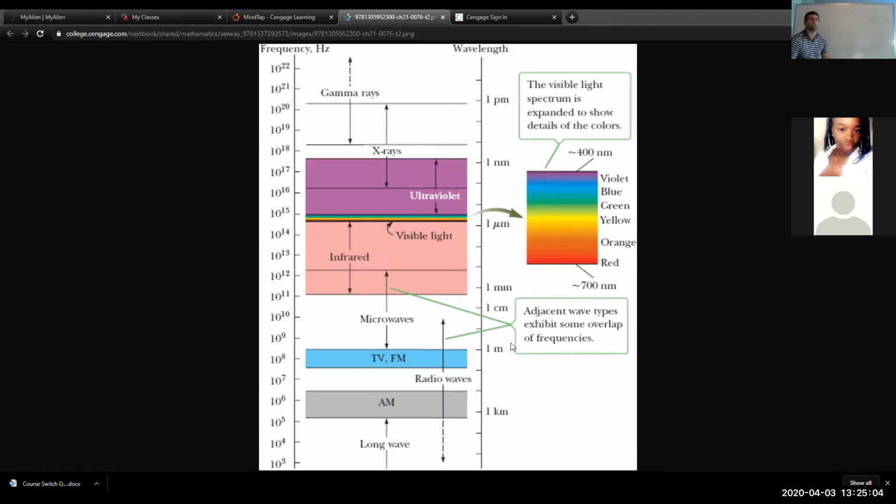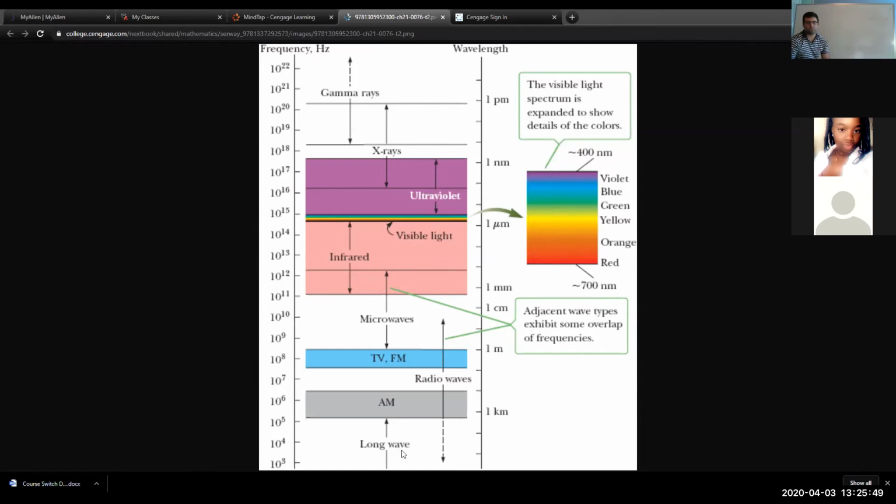So part of the thing with this c equals lambda f is that if you make the frequency bigger, you have to make the wavelength smaller, and vice versa, because when you multiply them together, you have to get the same number every time. So visible light is this tiny little spectrum right here. This is everything that you can see. Everything that you can see has a wavelength between 400 nanometers and 700 nanometers.